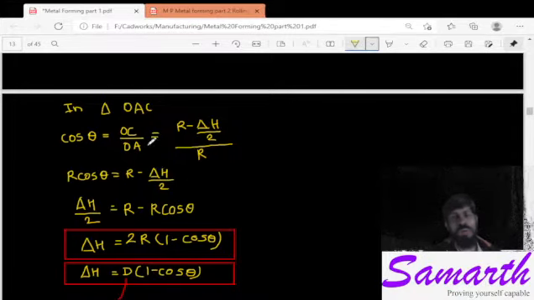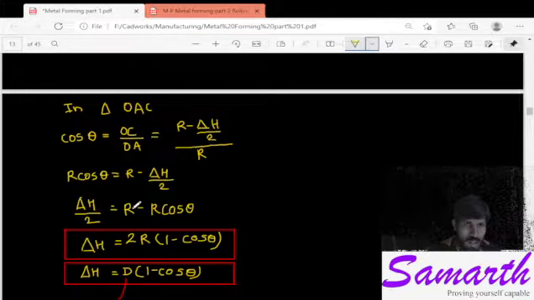Now in triangle OAC, if you want to get the value of theta, you can use a trigonometry formula. Cos theta is equal to OC by OA, is equal to R minus delta H by 2, divided by capital R. So by equating this equation, transferring this R to this side, we get R cos theta is equal to R minus delta H by 2. And delta H by 2 is equal to, if you take R constant, R in bracket 1 minus cos theta.